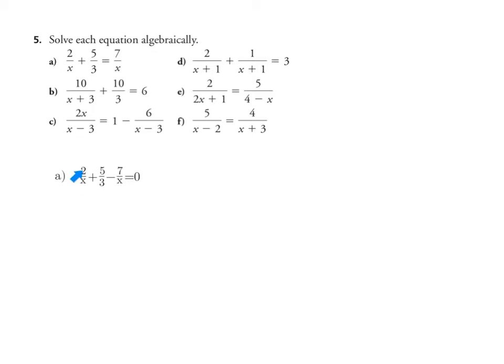So we have 2 over that x plus 5 over 3 minus 7 over x. A common denominator would be 3x. So there you go. You multiply this one by 3, this one by x, and this one by 3. Now put the top together. You got 6 minus 21 is -15, and you got 5x minus 15 over 3x.